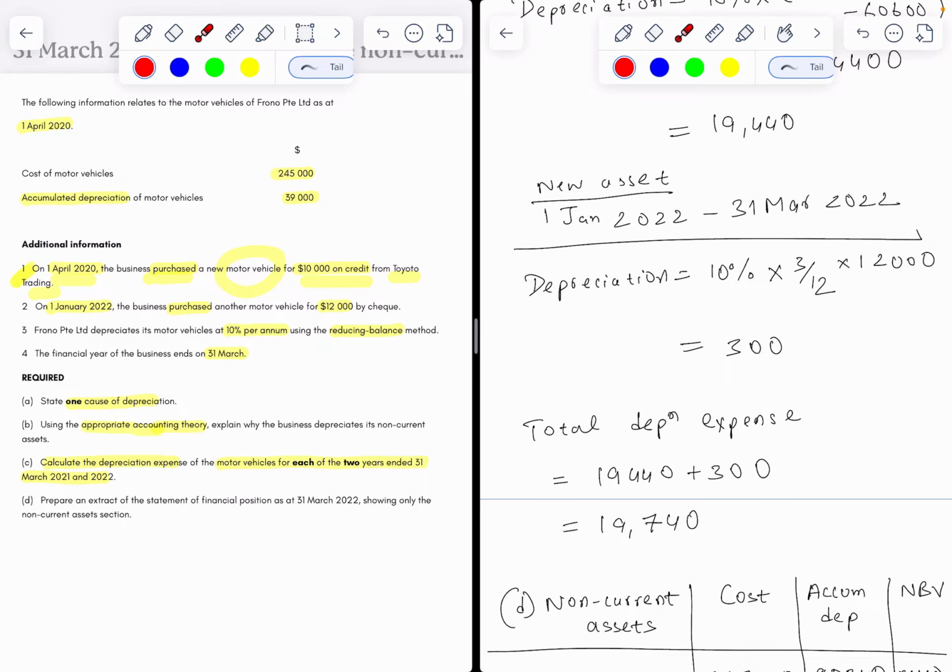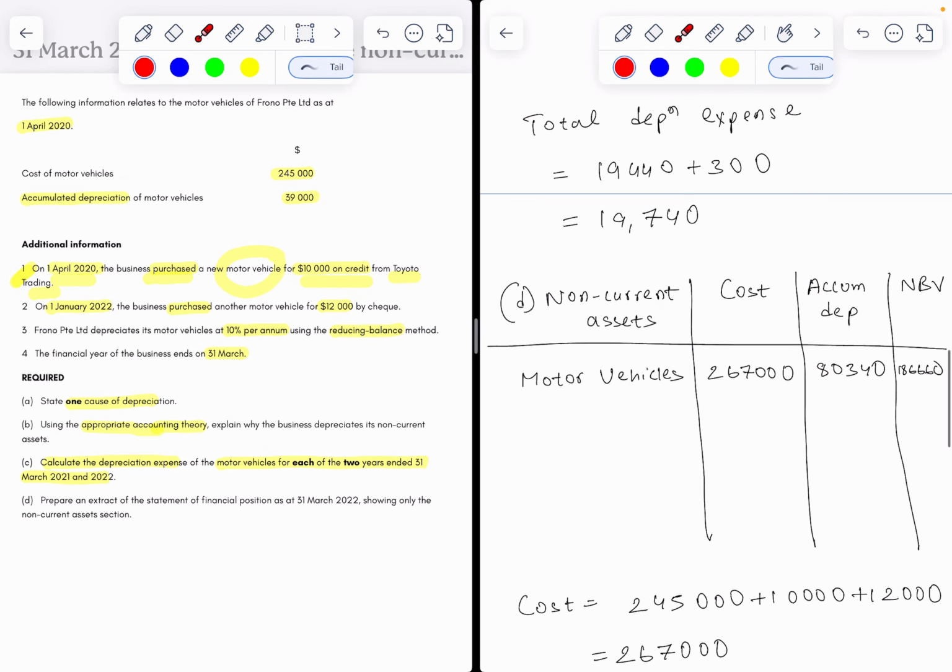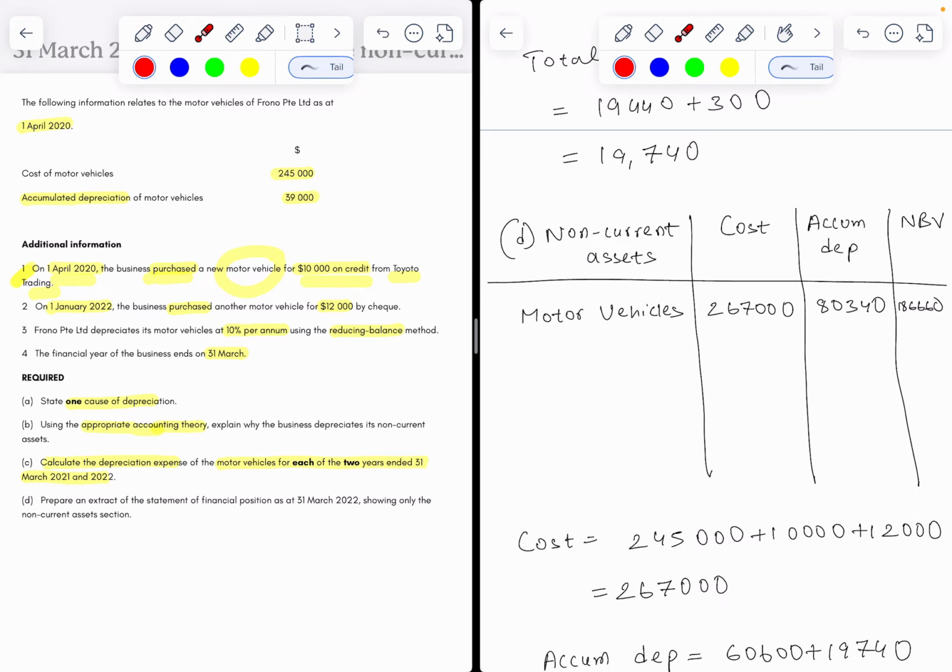Part D of this question requires us to prepare an extract of the balance sheet or the statement of financial position at 31 March 2022, showing only the non-current assets section. So when you show the non-current assets section, you will show it by including the cost, the accumulated depreciation, and the net book value for these non-current assets. In this question, we are only working with motor vehicles. The total cost of motor vehicles is $267,000.